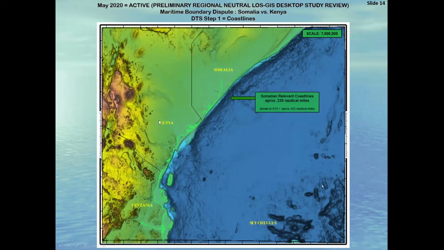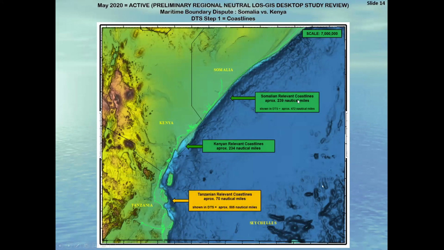Here's Somalia, here's Kenya, a bit of Tanzania, and the Seychelles way to the southeast. Showing you the relevant coastlines, there's about 239 miles right in proximity to the border that we need, about 472 overall, and about 234 that covers all of Kenya. And there was only about 70, but again, we're barely using it for Tanzania. So the primary focus is the coastal frontages here for the southern portion of Somalia. Even though Somalia is over 1,000 nautical miles long, we're only needing to look at the coastal frontier. Also, Kenya is along here.